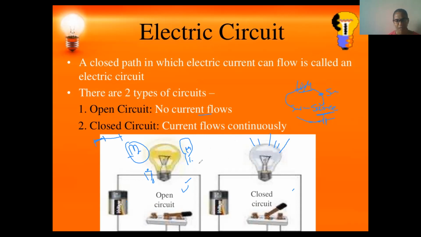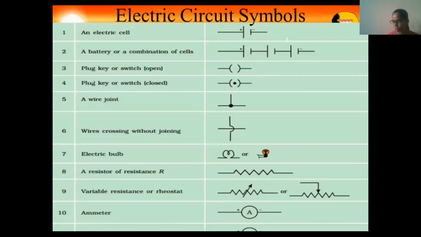If so many electrical appliances are there, instead of writing the switches, bulb, or cell every time, we use symbols to represent all of them. That is what we call a circuit symbol. Let us learn that. You can see some of the circuit symbols here. These are the components and these are the circuit symbols.